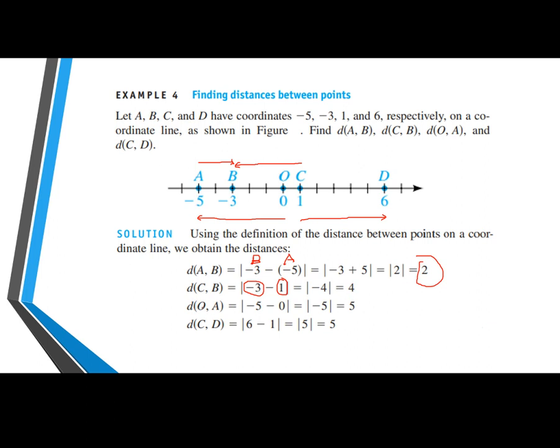So the distance from the point of origin to A, the value of A minus the origin 0, is equal to the absolute value of the answer, then equal to 5. So the distance from origin to A is 5. And then the distance from C to D, the value of D minus C, then the absolute value of 5 is equal to 5. Okay.